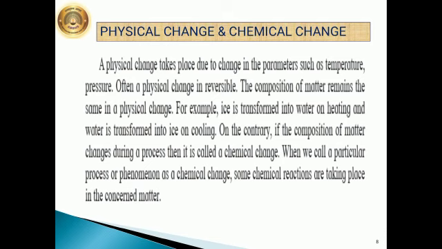On the contrary, if the composition of matter changes during a process, then it is a chemical change. When we call a particular process or phenomenon a chemical change, some chemical reactions are taking place in the concerned matter.